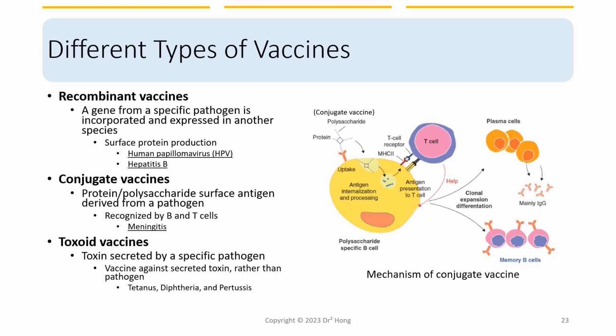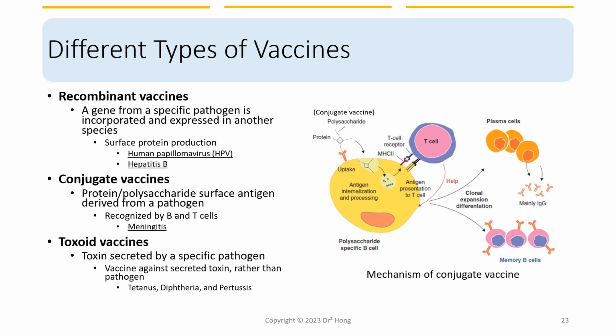In addition to those, we also have recombinant vaccines. Recombinant vaccines utilize recombinant technology, where the gene from a specific pathogen is cloned or incorporated in another species to produce proteins that are immunogenic. And these surface proteins are usually produced in large quantity and at lower cost. Examples of recombinant vaccines are human papillomavirus (HPV) vaccine and hepatitis B vaccines.